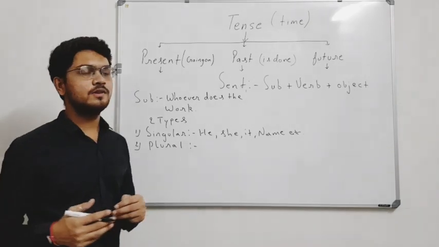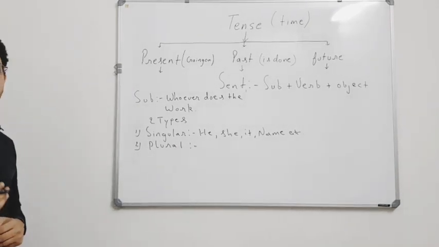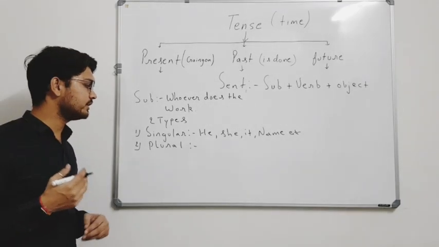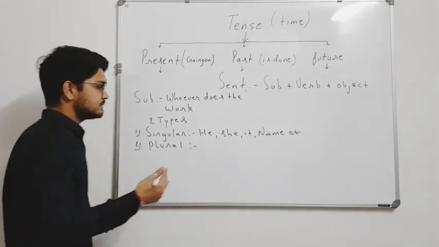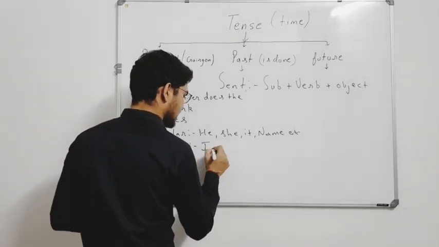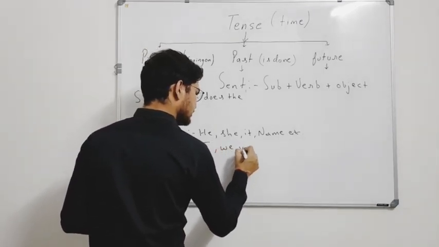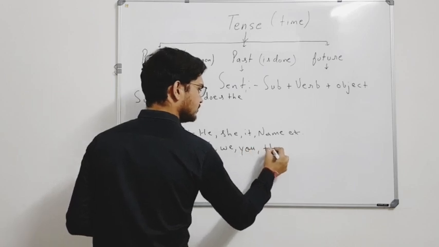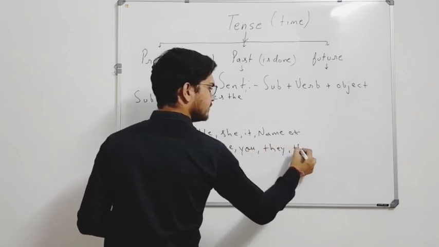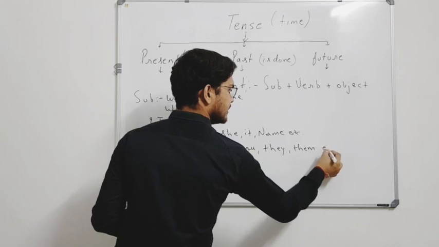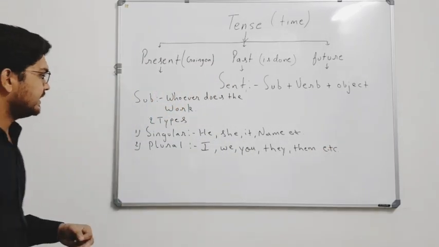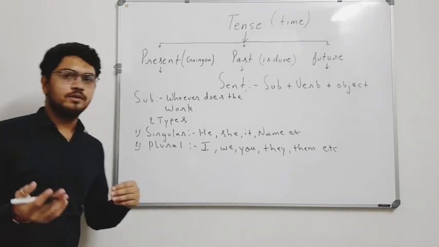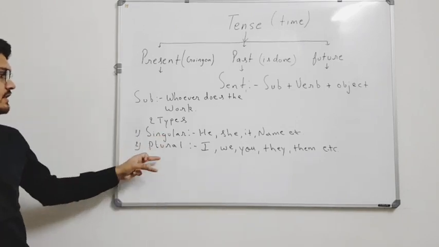Plural means whenever we are talking about more than one, we call it plural. So now what is plural? That is I, we, you, they, them, etc. There are some more in the plural that you can count. So this is singular and this is plural.